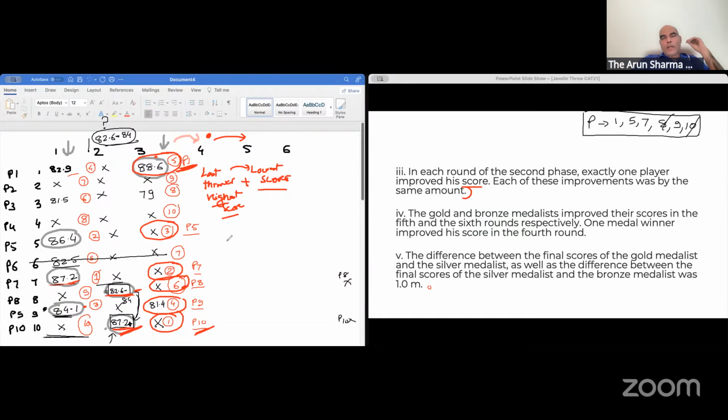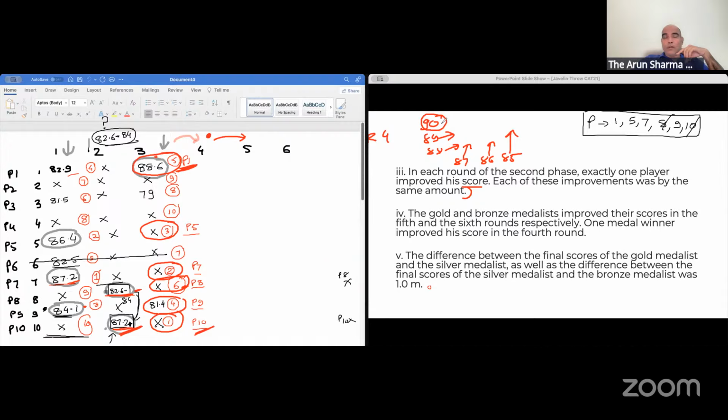The other scenario is that let's say there are six people. I'll just explain this through an example. Let's say in a different case, there are six people with throws of 90, 89, 88, 87, 86, and 85. In round four, this guy will be the last thrower. Now, for him to become the first thrower in the next round, each of these guys has to go above 90. Five people have to cross 90. So this is not possible, because the question tells you only one player improved his score in every round in the second phase.